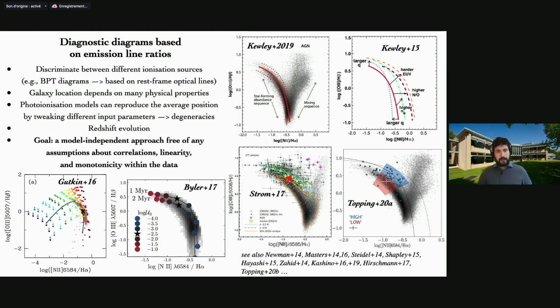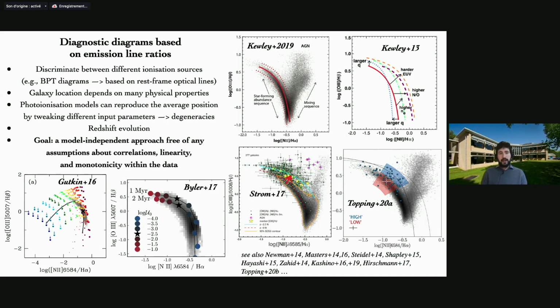So the idea behind this work was to try to build a framework which is purely based on observational data and is free of any underlying assumptions about correlation, linearity, monotonicity within the data. So we try to implement, as I will show, machine learning methodologies to describe the position and the scatter in particular of galaxies within these diagrams.